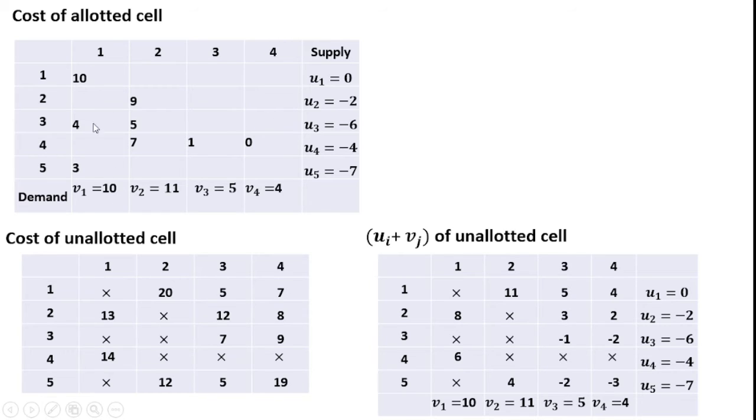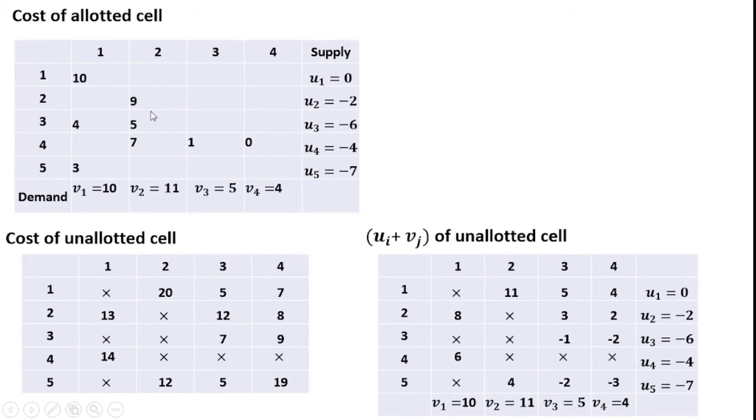Likewise, I can move to the third row, C31. Here also I can get 4. How? Yes, v1 equal to 10 is already available, so I can introduce u3 as minus 6. 10 minus 6, I can get 4. And then in the fifth row there is 3 available, 10 minus 7. From this I can get 3.